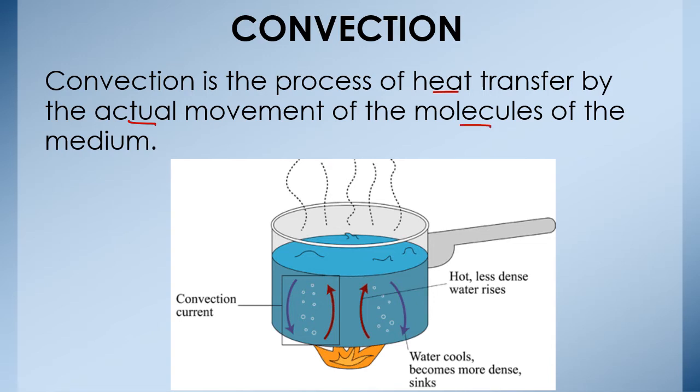Means when we heat any substance, those molecules of the substance which are near the source of heat will get heated first. After absorbing the heat, molecules will become lighter and therefore will rise up, leaving the space behind. To fill that space, the molecules from the top will come down, and the same process will be repeated again and again until the whole substance acquires the same temperature.